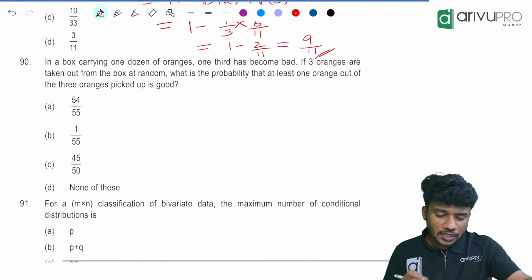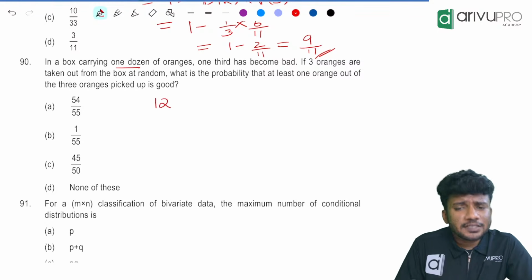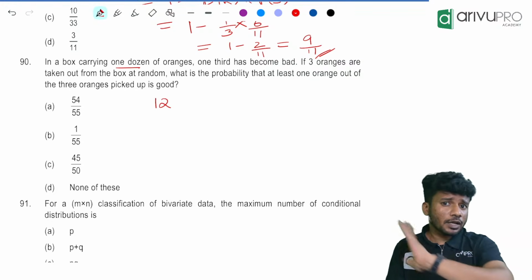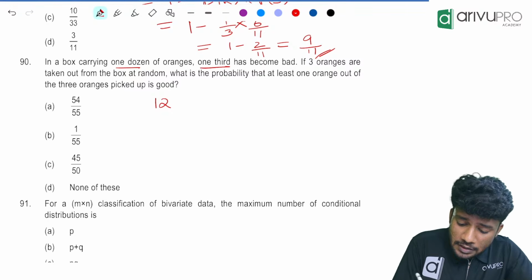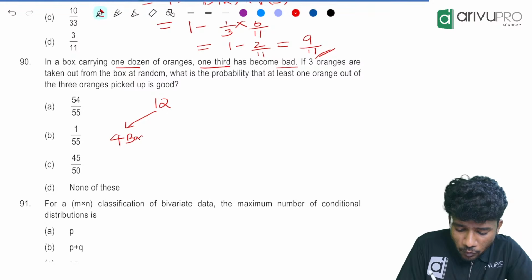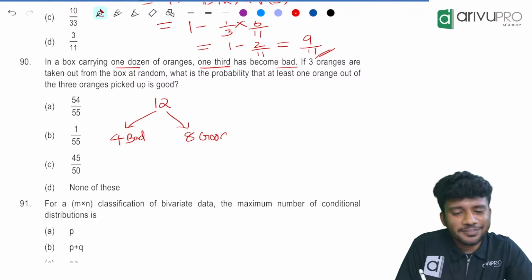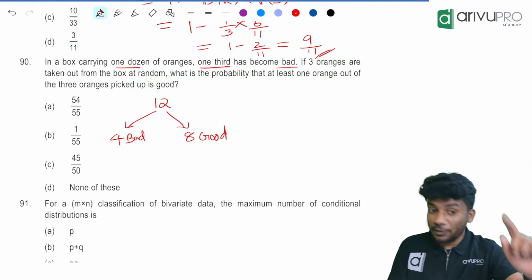In a box carrying 1 dozen oranges. 1 dozen means how many are there? 1 dozen contains 12 oranges. Correct? 1/3 became bad. How much is 1/3? 4 are bad. Then the remaining, how many are good? 8 are good. Very good question. I'll tell you why.